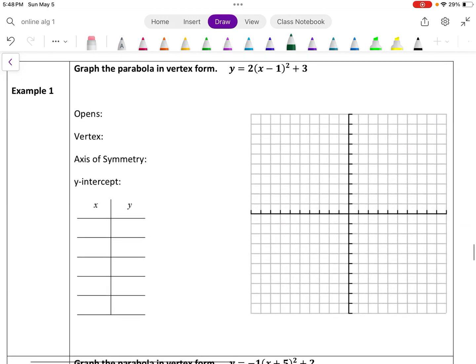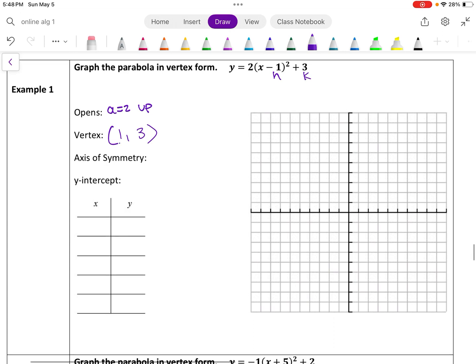All right, graph the parabola y equals 2 times x minus 1 squared plus 3. Well, a is 2, so we know this is going to open up. Vertex, that's easy. Here's my h, here's my k. h is 1, k is 3. Axis of symmetry. Well, if we know the x value of the vertex, we know the axis of symmetry. The y-intercept, we do actually have to do some work. So let's go ahead and put what we have on our graph first. I have the point 1, 3 as my vertex, and I know x equals 1 is my axis of symmetry.